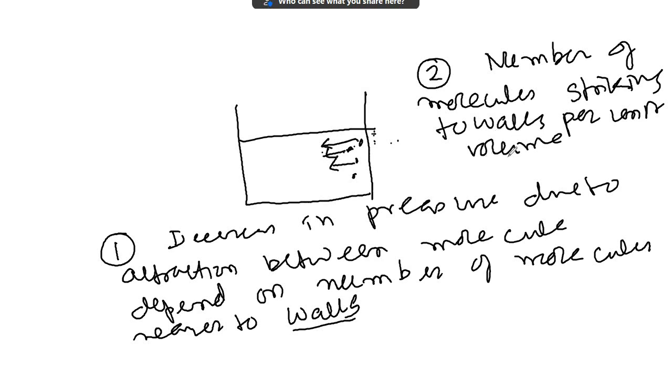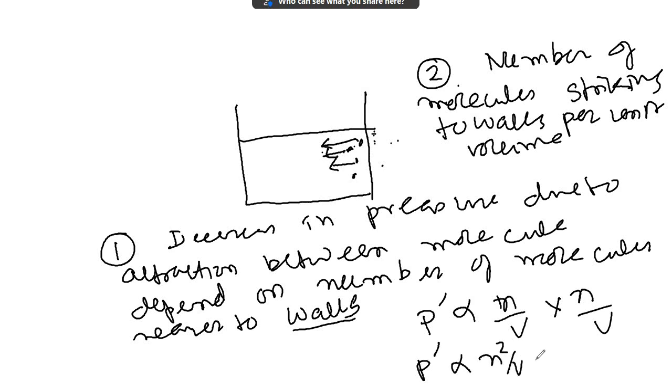The more the number of molecules in the system, the more the attractive force formed behind, and the less the force by which the gas molecules strike the walls. In both cases, the decrease in pressure depends upon N by V. In the first case, N by V depends upon the number of molecules in the system. In the second case, it is the number of molecules about to strike the walls from behind. So P dash is proportional to N square by V square.